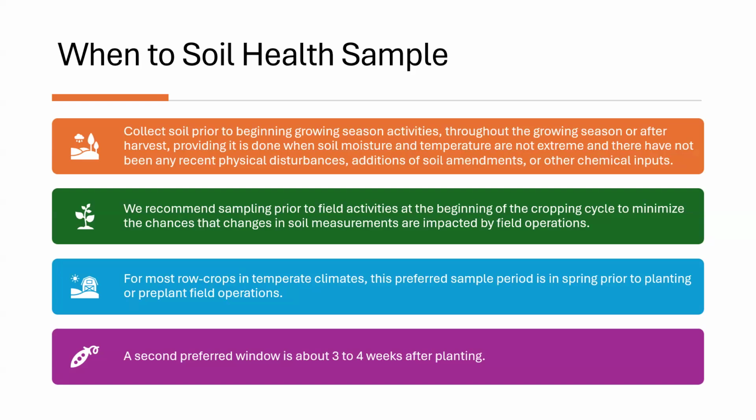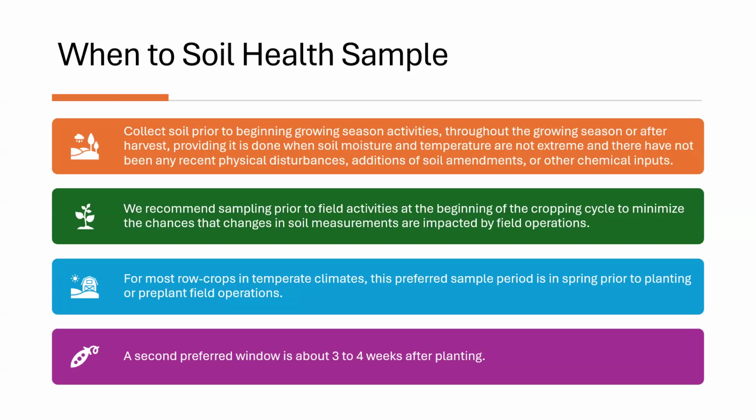Now, I will dial back a little bit and say, maybe you want to measure the extremes, but in most cases, you can sample at most any time, depending on your goals. But again, you want to make sure the soil moisture and temperatures are normal, whatever that is, I guess, at this point. And there haven't been a lot of recent physical disturbances or addition of soil amendments or other chemical inputs, right? So the time of the year maybe doesn't matter as much. It's more based on your goals and making sure that our conditions aren't in some extreme, all right?